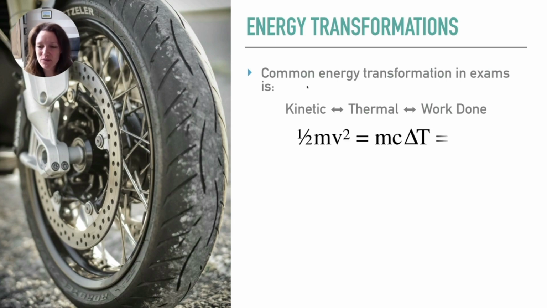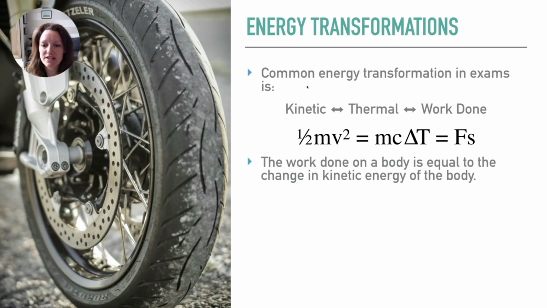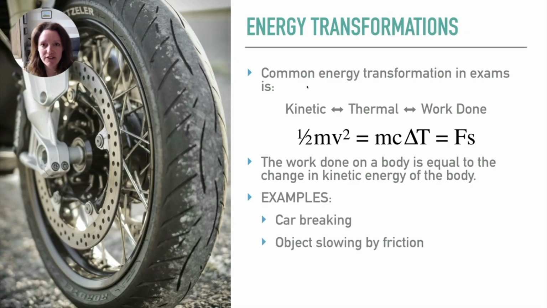So there's a few different variations of these equations that you could use to calculate a question. If you're looking at a situation where a car is slowing down or something is slowing down, work has been done on the object to change the kinetic energy of the body, and usually it turns into thermal energy through friction. So examples include a car braking and objects slowing by friction. And we have a question on this.